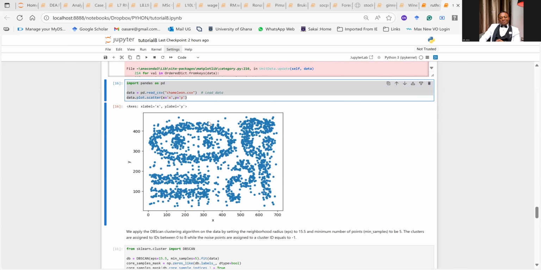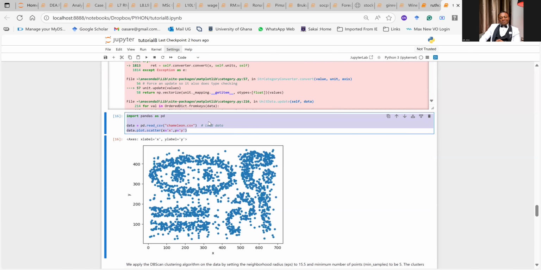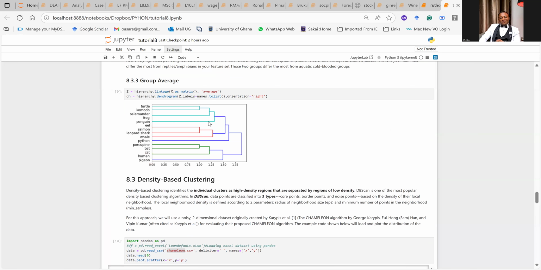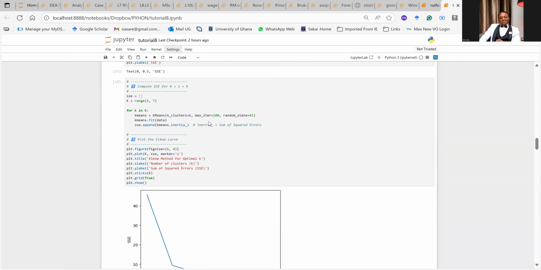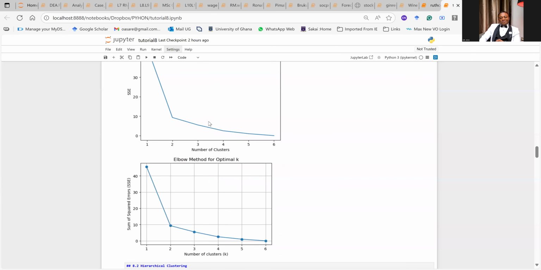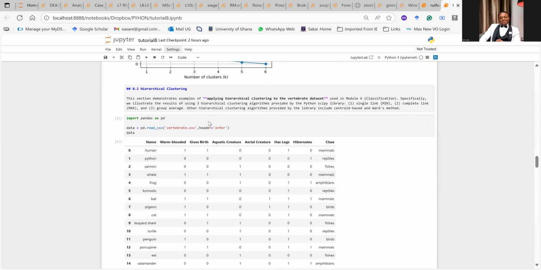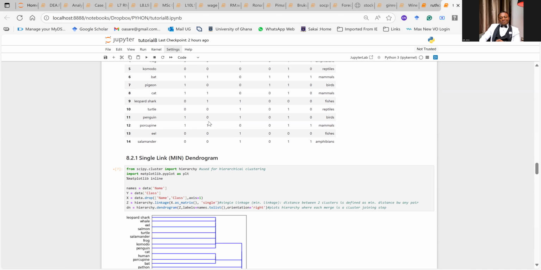We went through the tutorial for the K-means the last time. And I think we even went through the hierarchical. Did you go through this hierarchical class? I think we didn't. The practical of this hierarchical class.